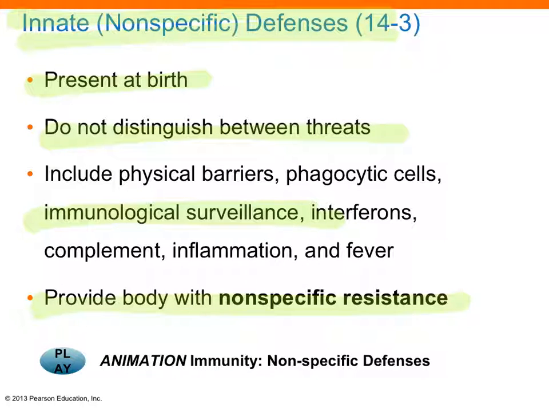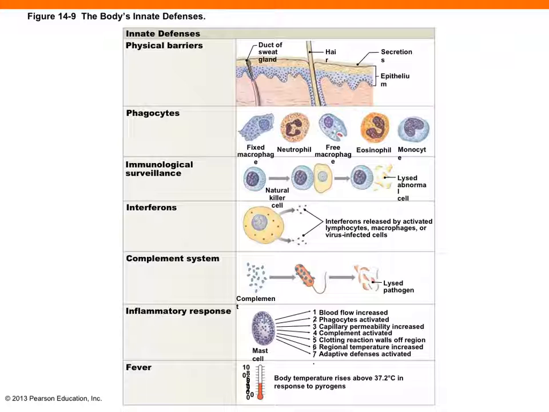Now let's begin the innate or non-specific defenses. Some facts about that. Number one, they're present at birth. They don't distinguish between threats. They include the physical barriers, the phagocytic cells, the immunological surveillance, interferons, complement, inflammation, and fever. And they provide the body with non-specific resistance. Here's a table that goes into all the non-specific defenses. Look over it. It will help you wrap your mind around these difficult concepts.